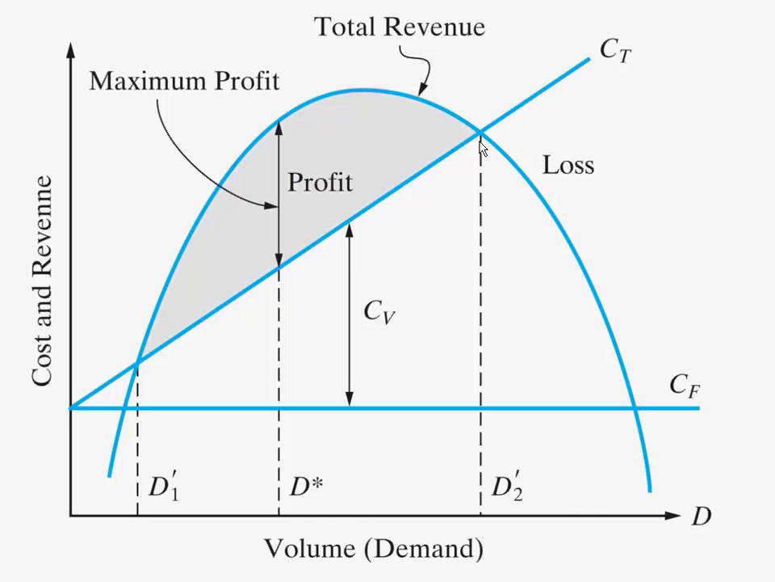If the fixed costs were higher, then we'd have a smaller range of profits. So if our costs go up, that would shift D prime 1 to the right, and it would shift D prime 2 to the left. It would decrease the area of our profits. If the costs go up, it's going to eat into our profits. Absolutely.